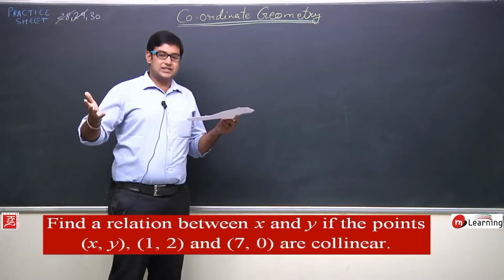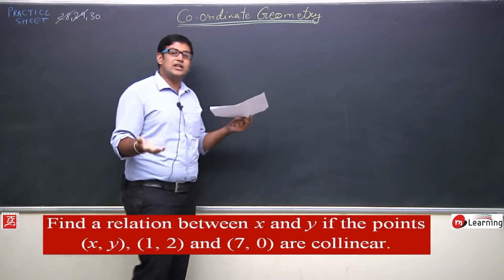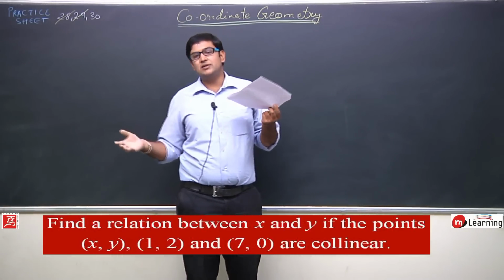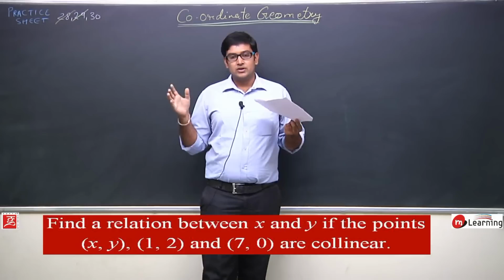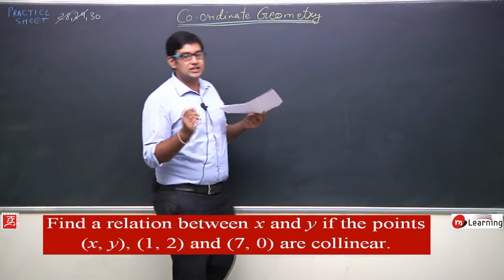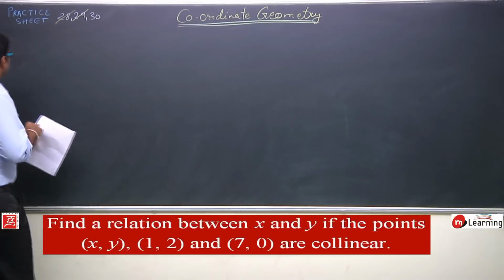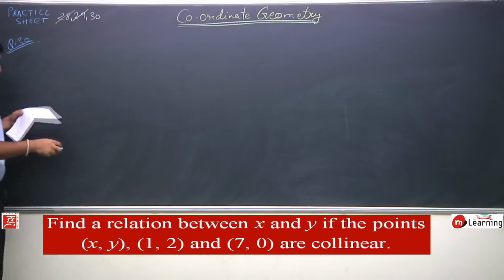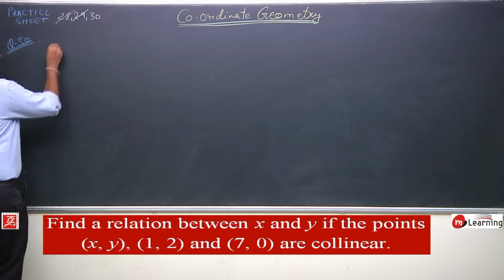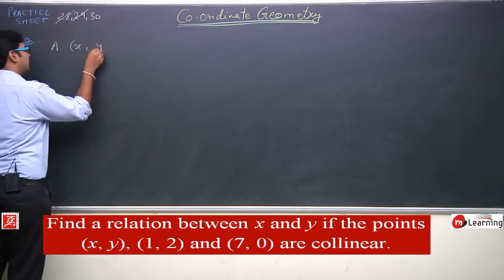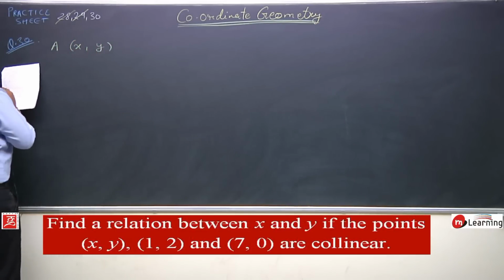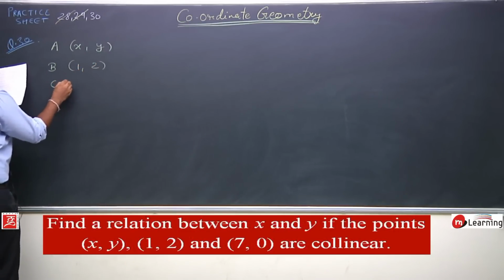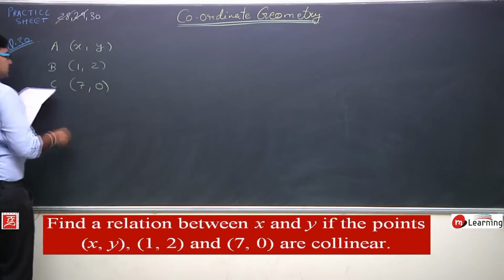We have taken a condition that if 3 points are collinear, then definitely the area of the triangle formed by the 3 points is equal to 0. So the same concept we are going to apply in this question also. So question number 30. There are 3 points. The first point is, let us say A, (x, y). The second point is, let us say B, (1, 2), and the third point is C, (7, 0).